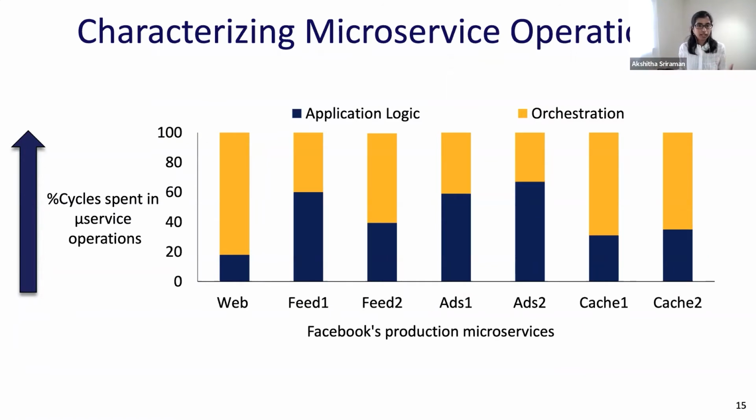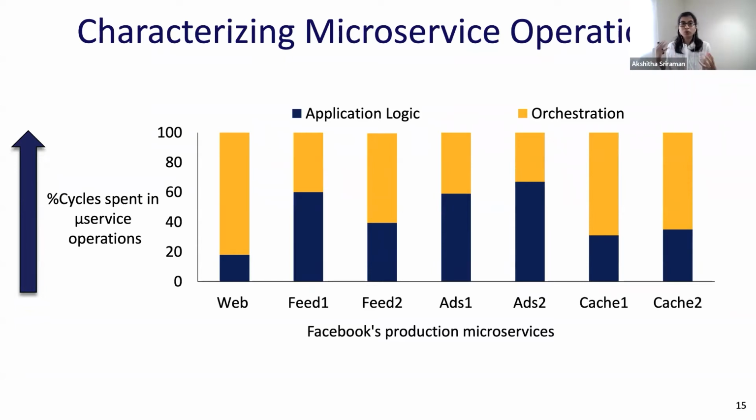So in this graph here, I'm showing you the CPU cycle breakdown spent in various types of these microservice operations. From this graph, we see that most of the microservices spend only a small fraction of their cycles performing their main application logic, which is this blue portion. Typically, what is this? This is something like machine learning inference.